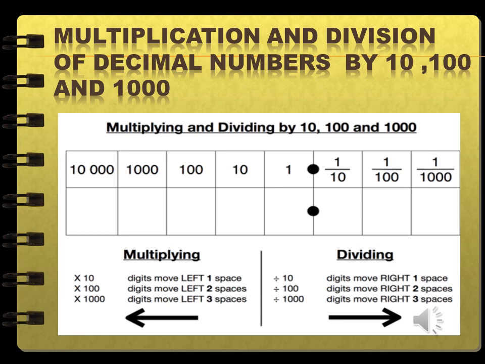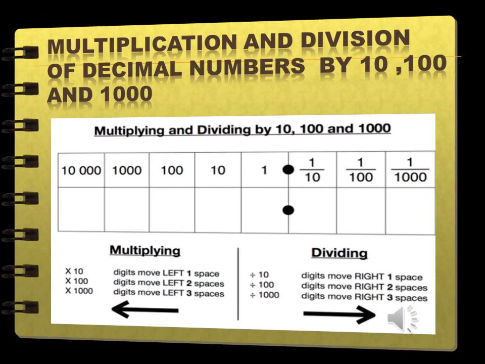In case of 10, only one digit will shift. In case of 100, two digits will shift from left hand side to right hand side, and in case of 1000, three digits will shift from left hand side to right hand side. So in this way, it is very simple to see how we can multiply or divide a given decimal number by 10, 100 and 1000.